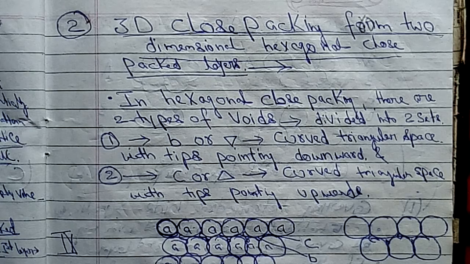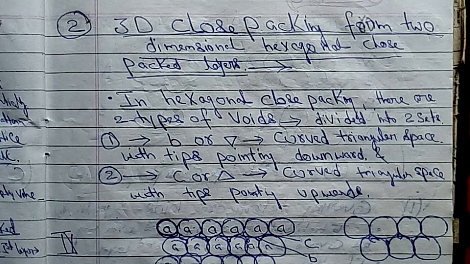So today we are going to have three-dimensional close packing from two-dimensional hexagonal close packed layer. That time it was square close packed layers. Today we are going to see hexagonal close packed layer. So what is different from that? In hexagonal close packing, there are two types of voids.